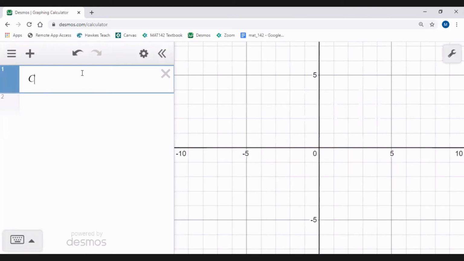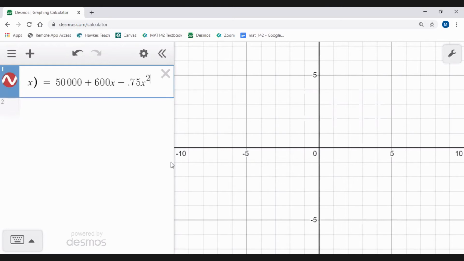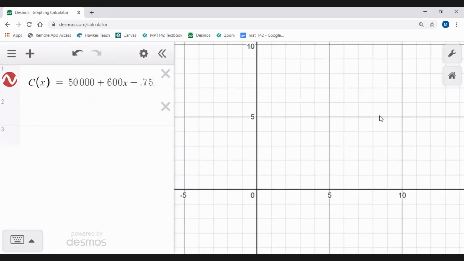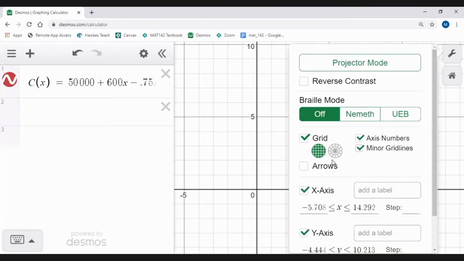So we have... whoops, what's happening? There we go. C of X was 50,000 plus 600X minus 0.75X squared. So I need to change that. My mouse is really not working very well today. So on Desmos, we can go up to this little wrench and change.